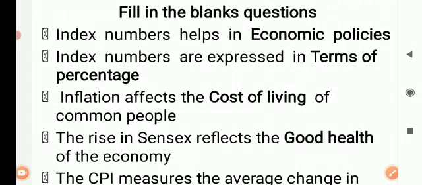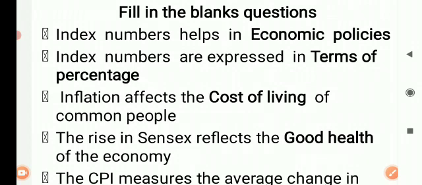Index numbers are expressed in terms of percentage. What was the price in the base year and what is the price at present in the current year? If the price of a commodity is 100 rupees in the base year and it is 119 in the current year, it means there is a 19% increase in the price of the same commodity in these two different years.